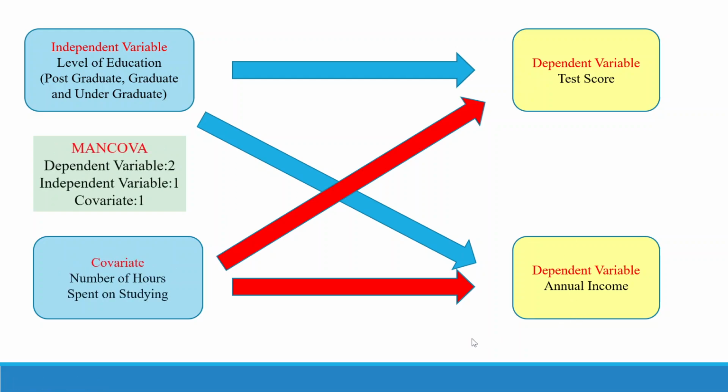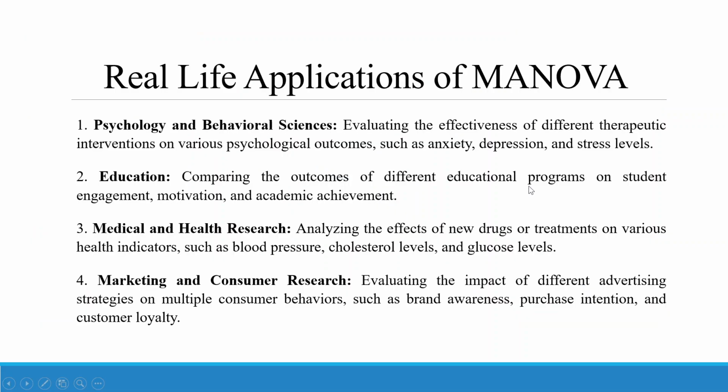The next is MANCOVA. Two dependent variables, one independent variable, and one covariate. So that's MANCOVA. The objective is to study the effect of level of education on test score and annual income, and controlling the effect of number of hours spent on studying on those dependent variables.